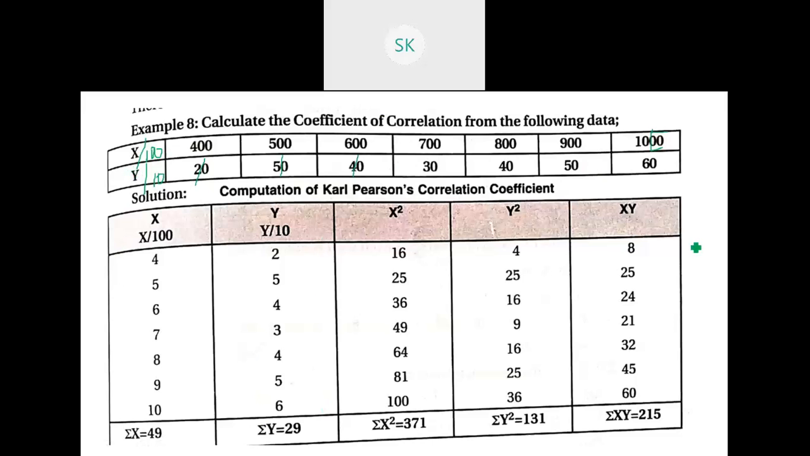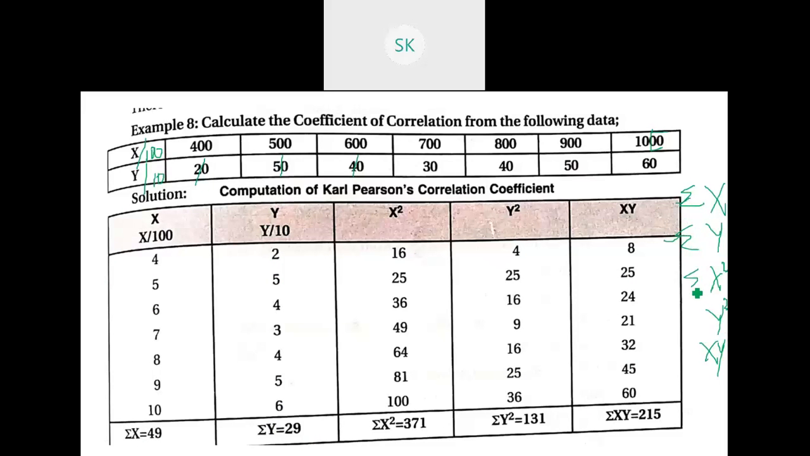So what are the 5 important things to calculate? Sigma x, sigma y, sigma x square, sigma y square, and sigma xy. So let's calculate sigma x and sigma y. That's very easy. Just add up all the values that are given. So sigma x is 49. Add up all the values of y, you get sigma y equal to 29. So we found the first two values.